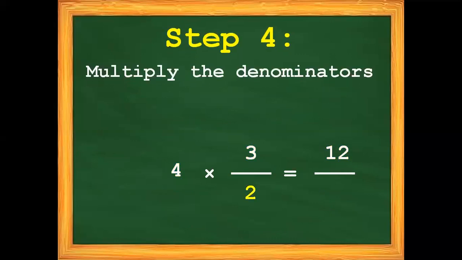Next, step number 4, multiply the denominators. In this case, our denominator is 2. So we're just going to copy 2 as the denominator. So our fraction now is 12 halves, or 12 over 2.